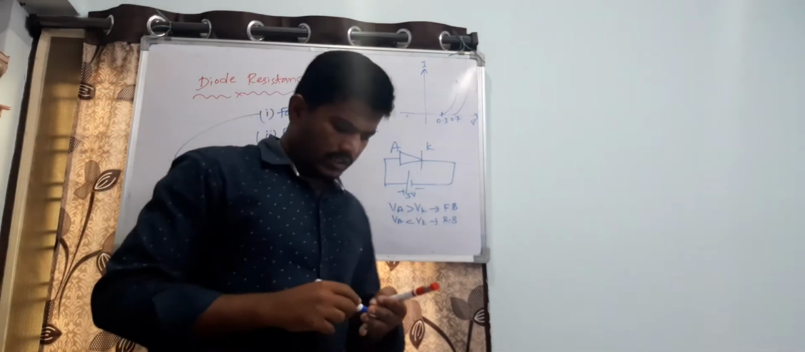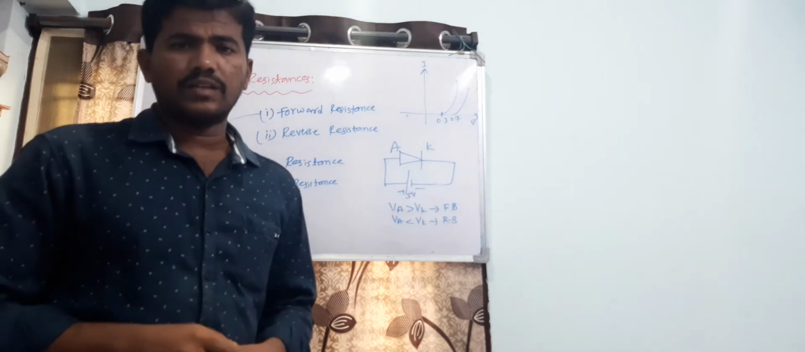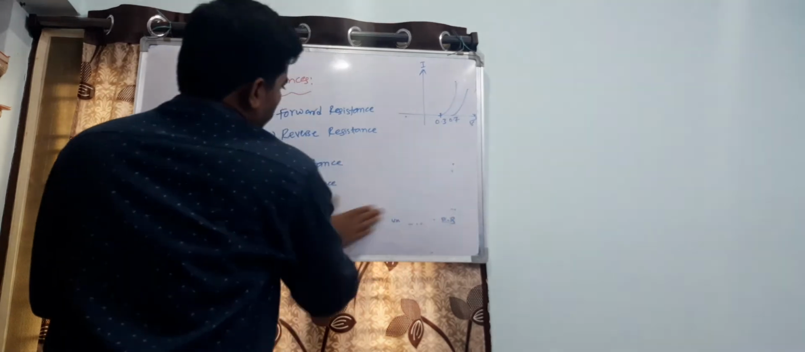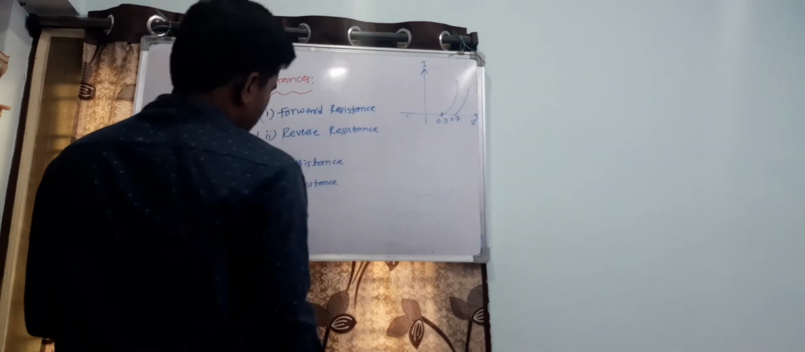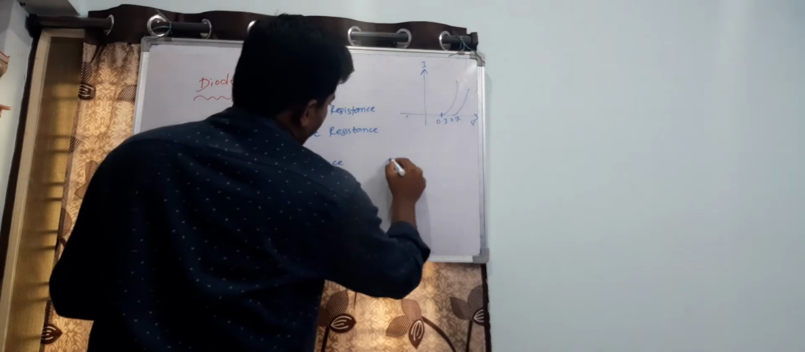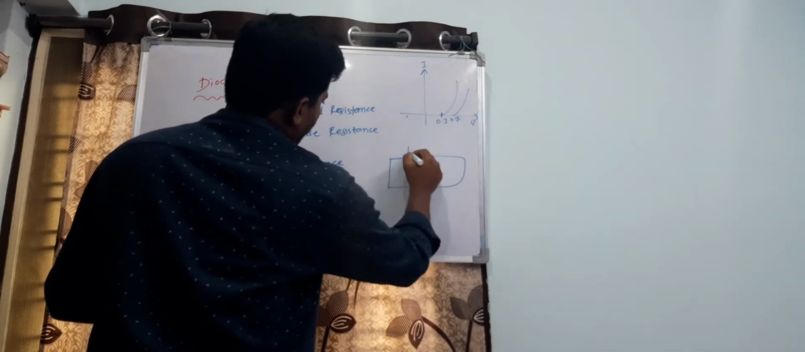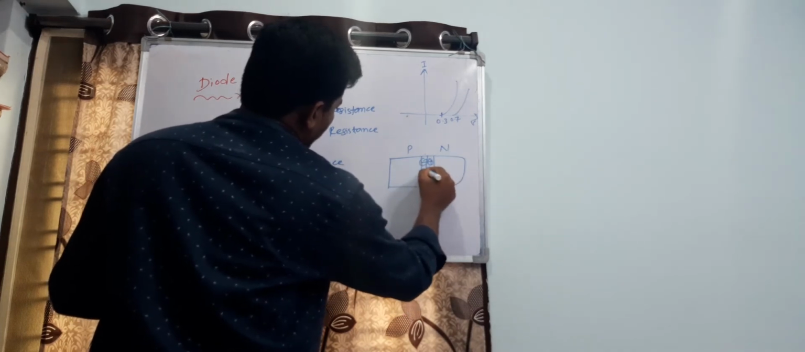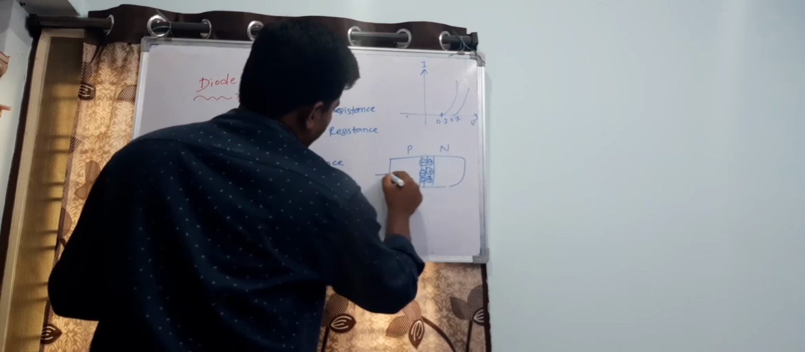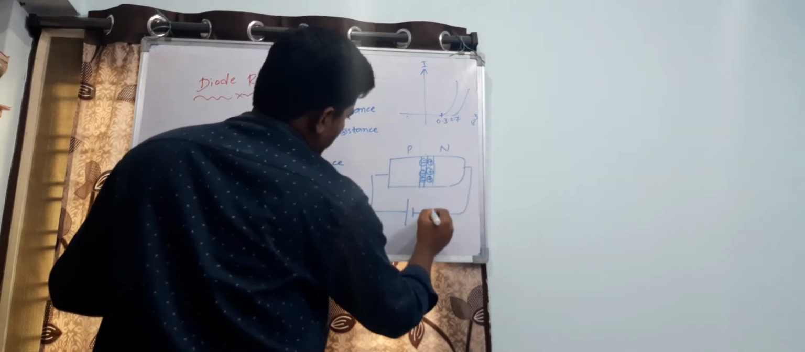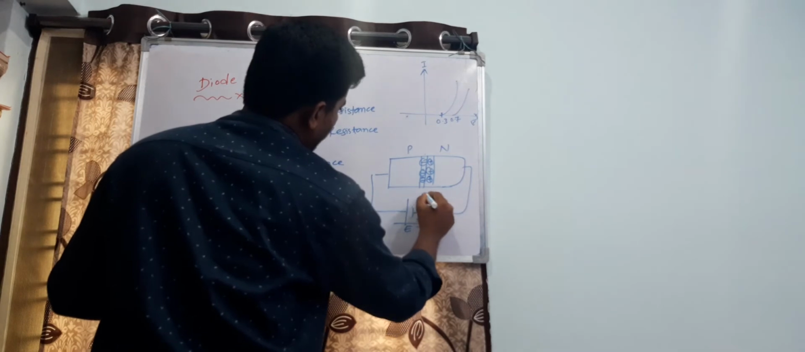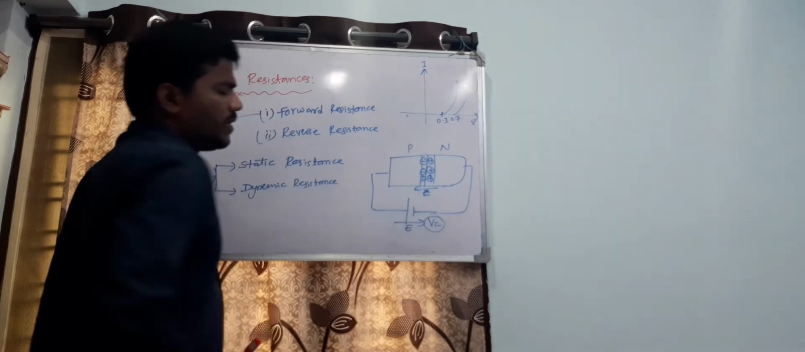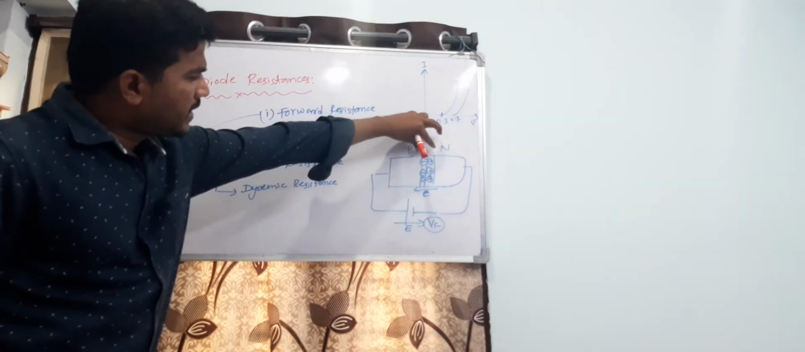You may get the doubt, sir, how does it act as a resistor? For example, if we consider this forward bias condition, the internal structure, when we see the construction, this is a p-type semiconductor and this is an n-type semiconductor. In the forward bias condition, this external voltage is in opposition to the built-in voltage. This electric field is in this direction and this electric field is in this direction. That's why when I increase the forward voltage, this depletion region width decreases.